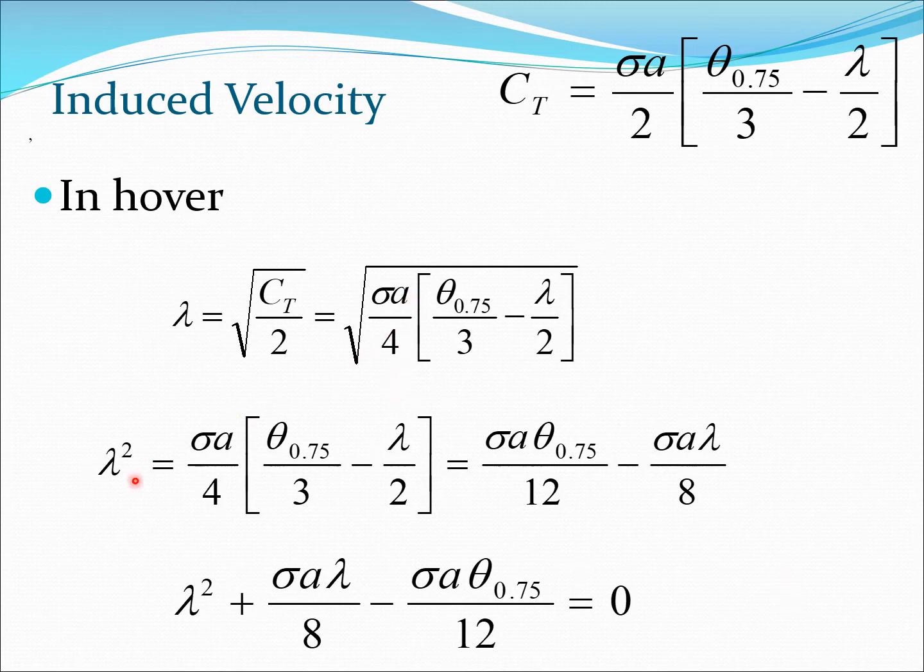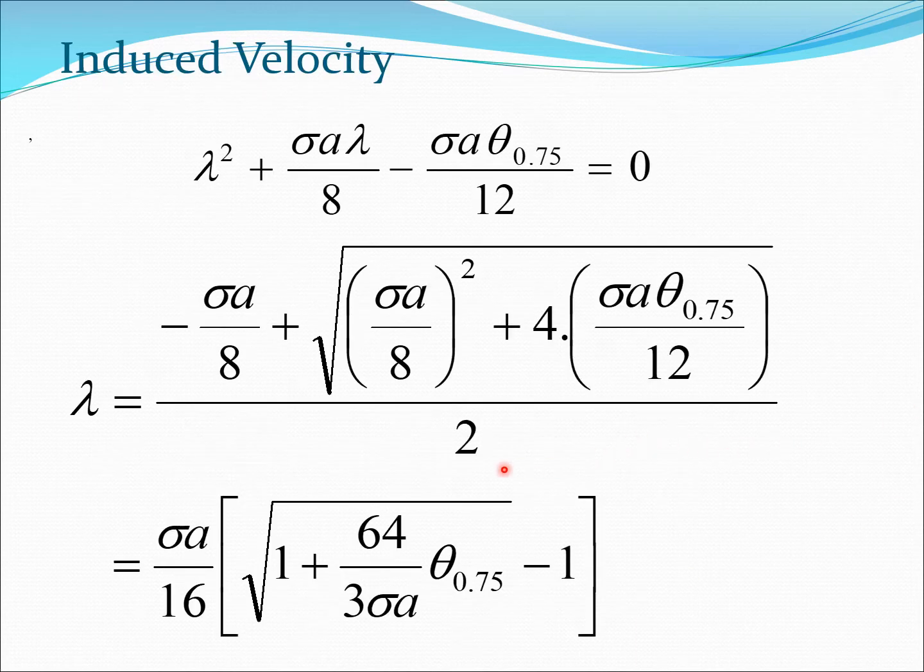So let's take this expression and square it. We get this expression here, and we expand this out here, and then we can write this equation as a quadratic which involves lambda. Now typically values of sigma, A, theta 0.75 are known, and in that case you can calculate lambda from this equation. So that's the solution for lambda. So here we keep the root which is positive because that's going to be physical.